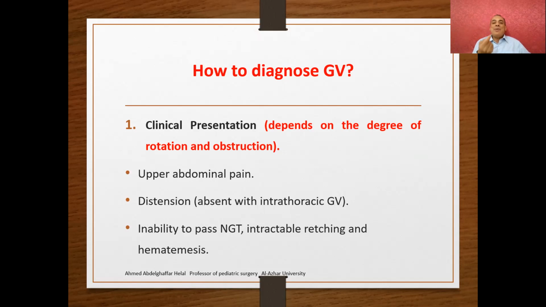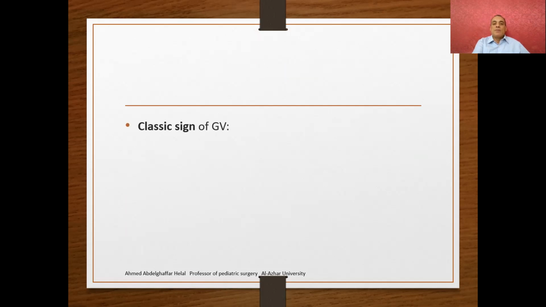Number three, inability to pass the nasogastric tube due to the presence of torsion. Torsion will obstruct the stomach, obstruct the upper end. So the nasogastric tube will arrest in the distal esophagus and will not pass through the stomach. So this may be an indication of gastric volvulus. Maybe also hematemesis related to sloughing of the mucosa, related to bleeding from the gastric volvulus.